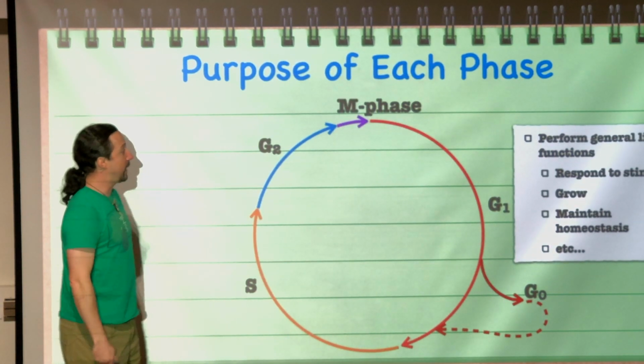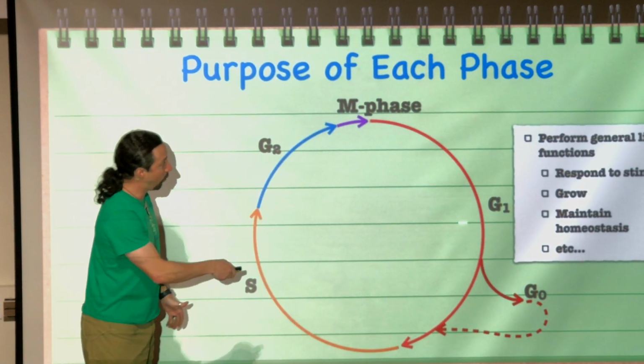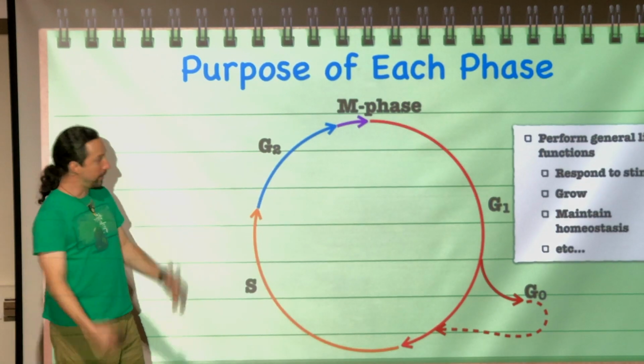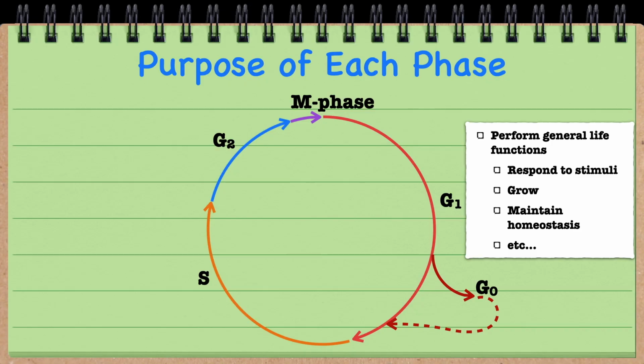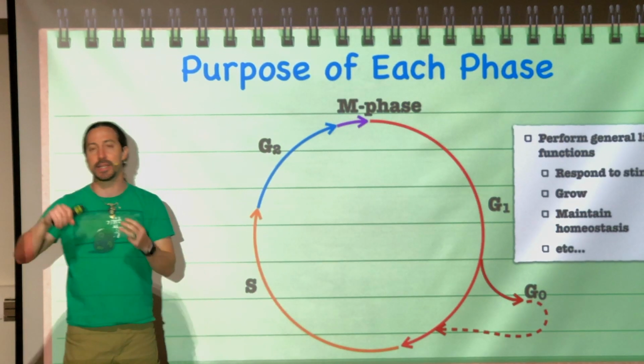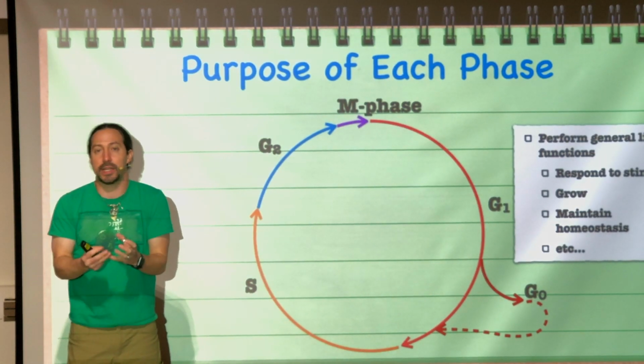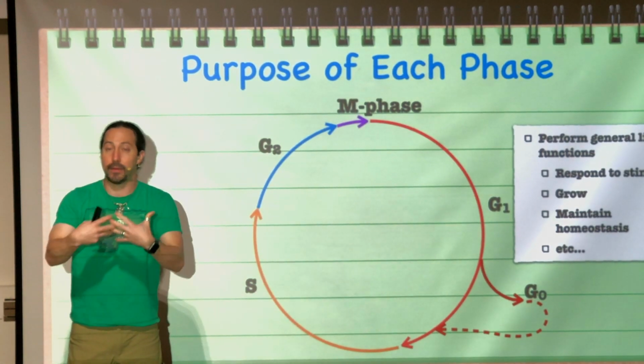The purpose of each phase is very straightforward. G1 actually stands for gap 1, and that is where the cell is just going to perform its general, normal living functions. That means it's going to be responding to stimuli, it's going to grow, maintaining homeostasis. It is going to be using up energy, and it's going to have to take in food.